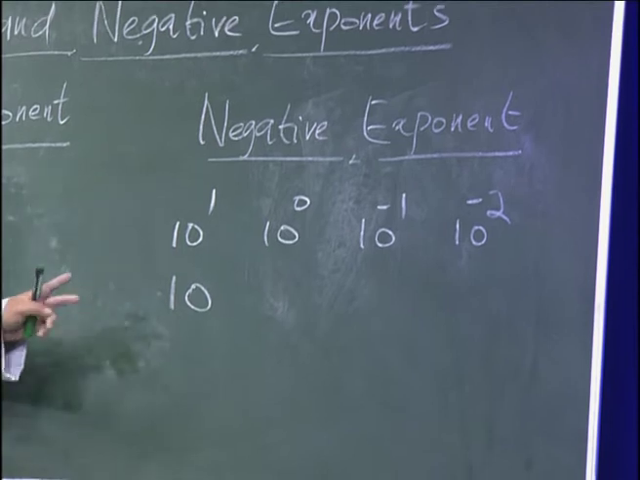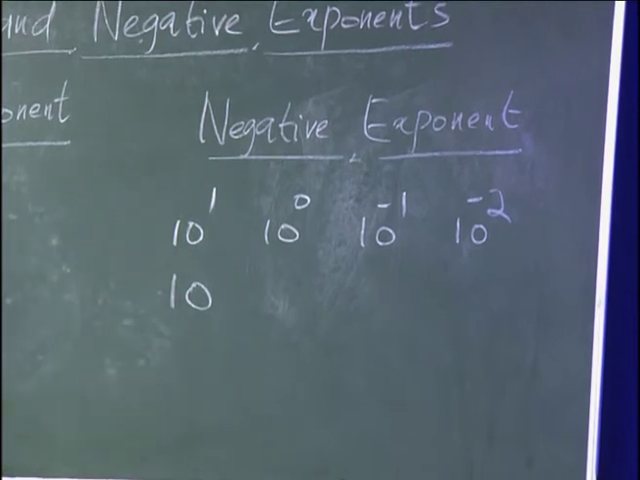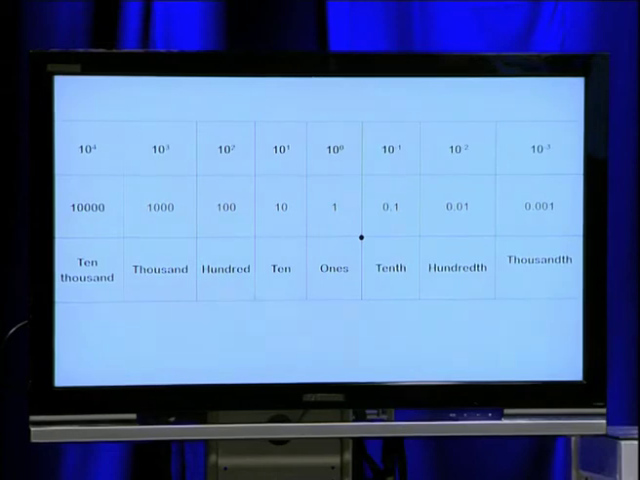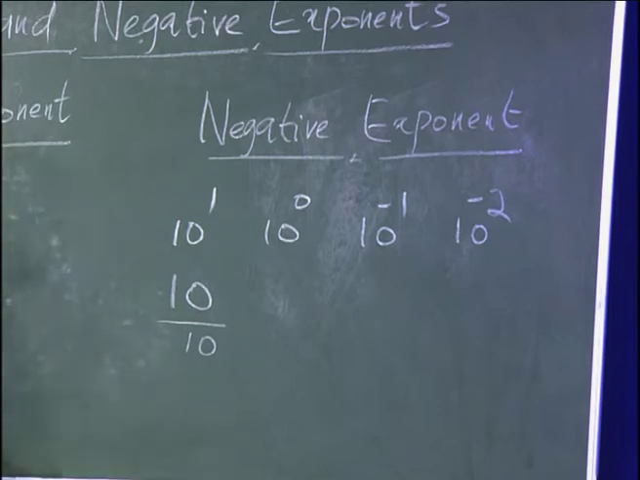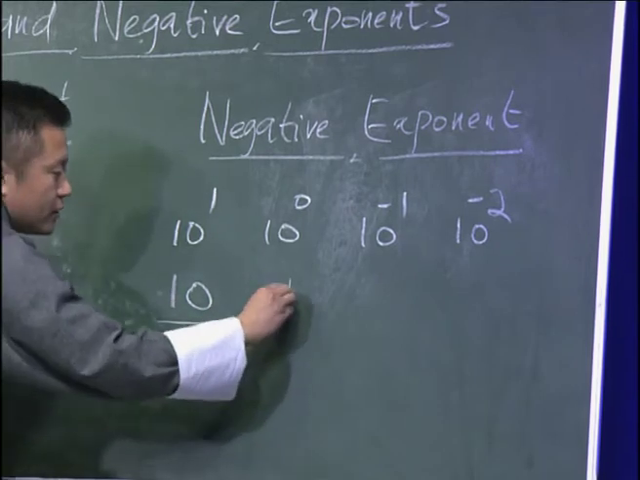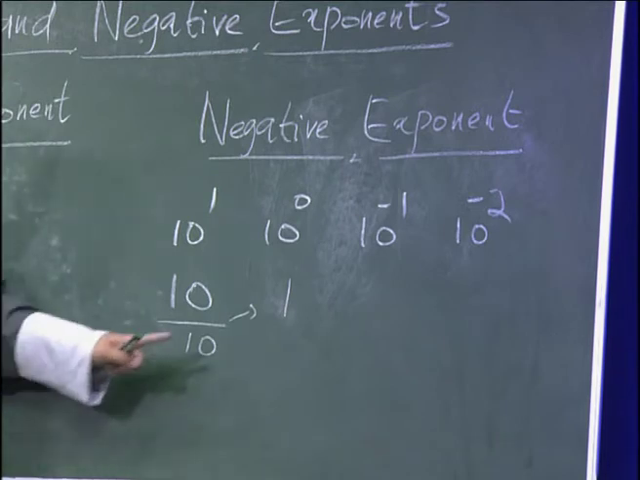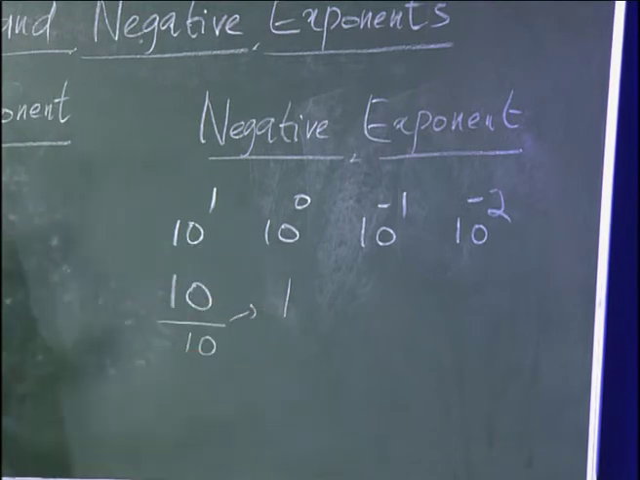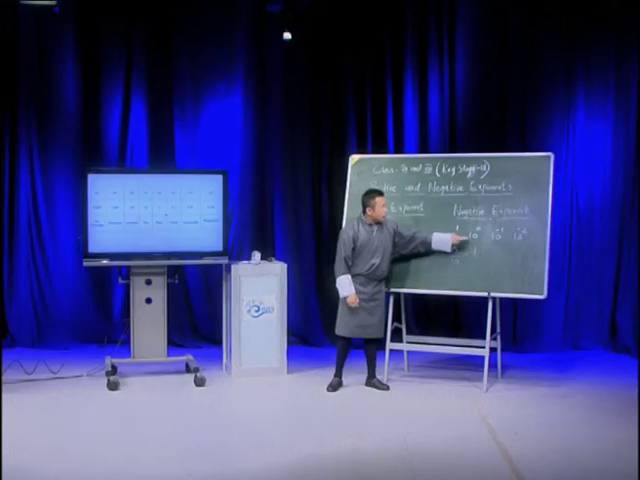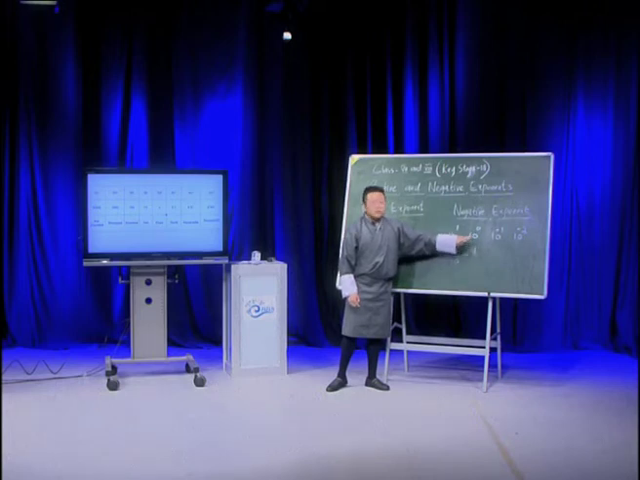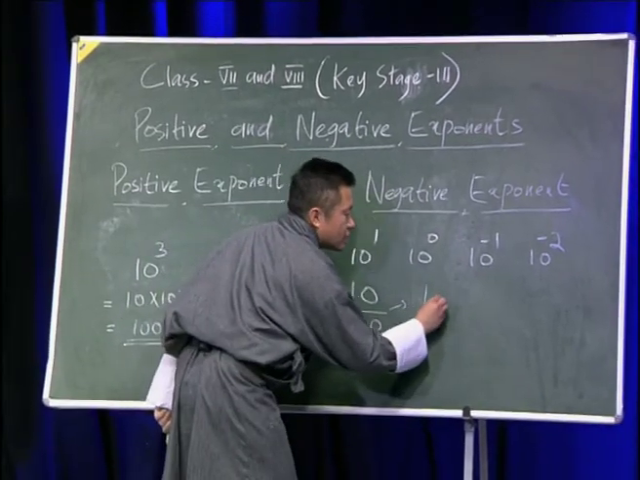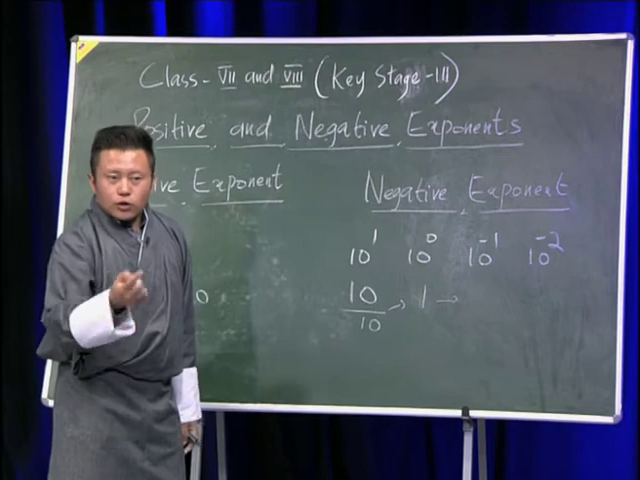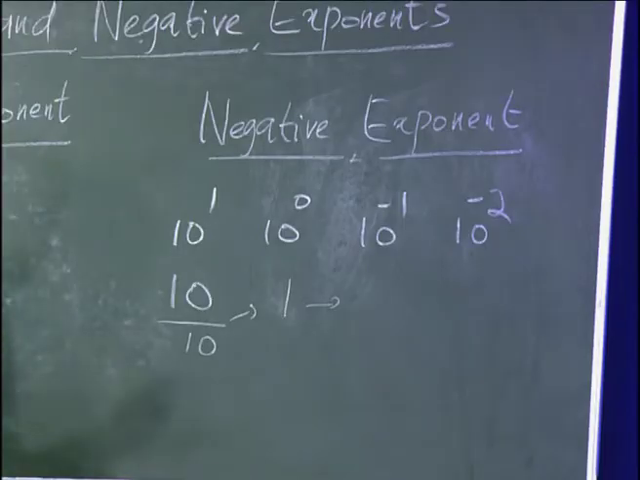Now when you move after this 10 power 1, when you move towards the right, I told you that it is getting divided by 10. When you divide by 10, you know 10 divided by 10, you're getting 1, right? That is where you are getting the value 1. Now, let me remind you, not only in base 10, any number with a base 10 power 0 is always 1.